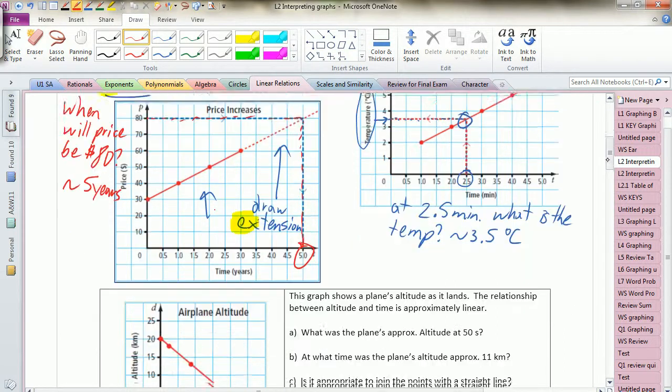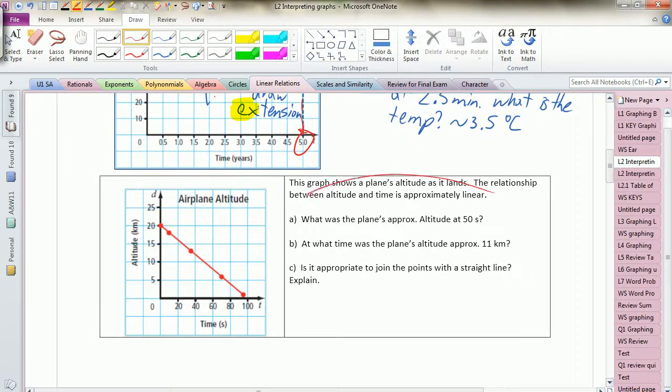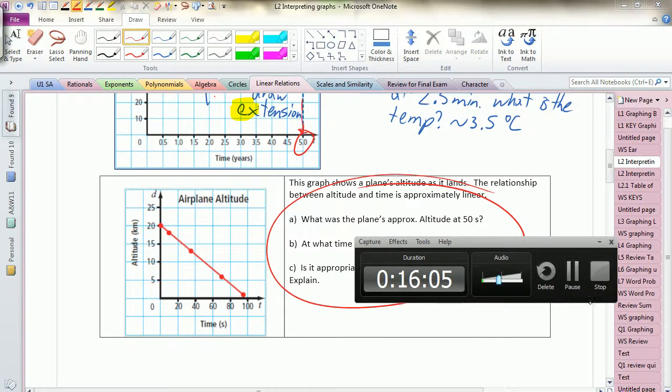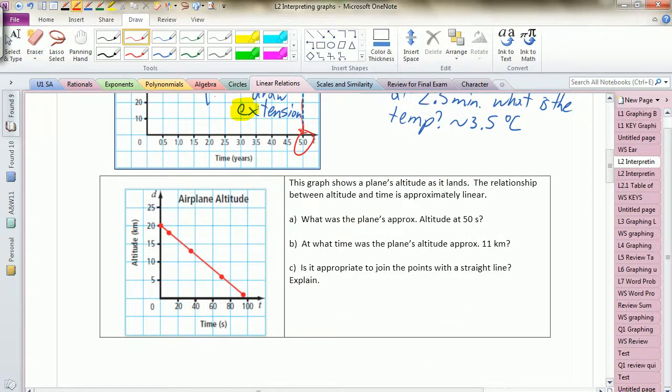Okay? What I want you to do now is use that information to answer these 3 questions, A, B, and C. Go. So, what was the plane's approximate altitude at 50 seconds? Here's 50 seconds in between 40 and 50. So you have to notice that you are going up by 20 seconds each time. So 50 seconds will be right here. Straight line up to the graph. Straight line over. And you should say approximately 10 kilometers. That's what the squiggly line means. It means approximately. So make sure you have the squiggly line there.